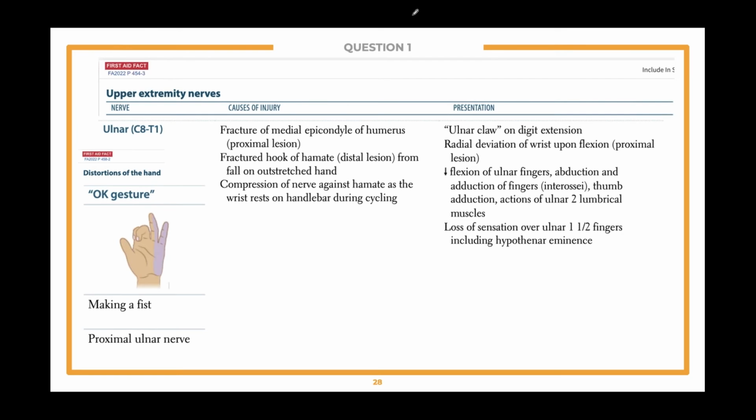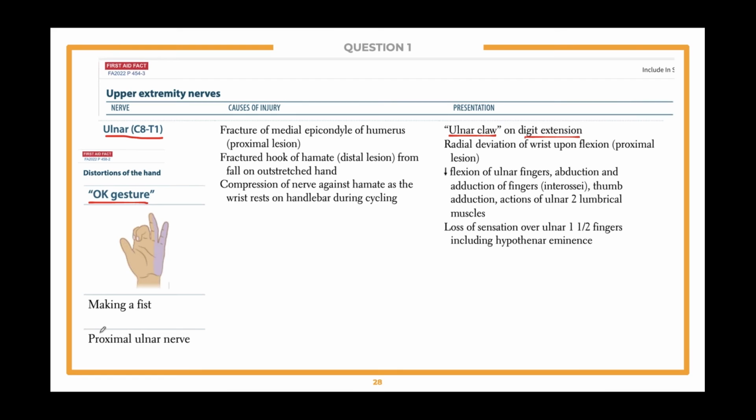We can see here that the ulnar nerve, okay, can present with an ulnar claw on extension of the digits, okay? So you can have decreased flexion of those ulnar fingers like our patient did, so decreased ability to flex that fourth and fifth finger, okay? And on top of that, decreased grip strength as well. And you can see patients, when they make a fist, in that OK gesture at the bottom left, they are unable to flex that fourth and fifth finger because of damage to the ulnar nerve.